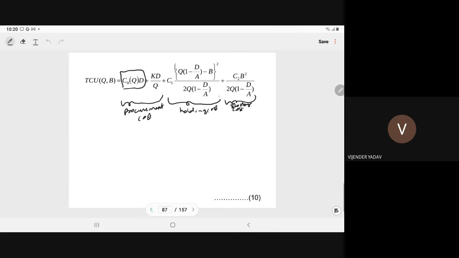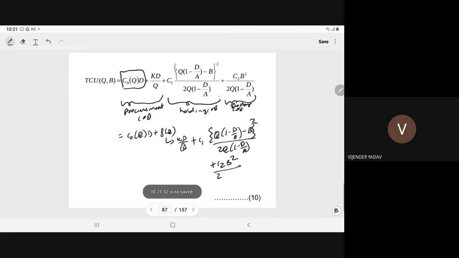So in this case, this can be written as C naught Q into D plus F(Q), where F(Q) is KD upon Q plus C1 times (Q(1 - D/A) - B) whole square minus B whole square upon 2Q(1 - D/A), plus C2 B square upon 2Q(1 - D/A).